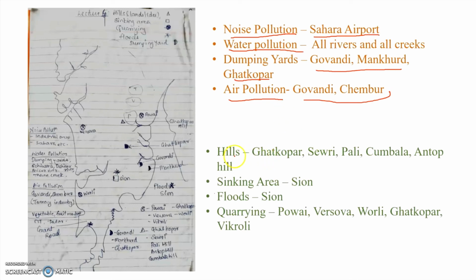Similarly, learn by heart the locations of hills, which is the sinking area, which is flood prone area. Sion station is a sinking area and flood prone area. We all experience this in rainy season. No need to learn anything by heart. You all experience all these things. Where quarrying happens: Powai, Versova, Worli, Ghatkopar, Vikhroli, all these places, you just remember the names of the places, and if someone asks you, you will be able to show it in the map, because you know the stations of Mumbai Railway Line. These are the two maps which are there for your self-study.